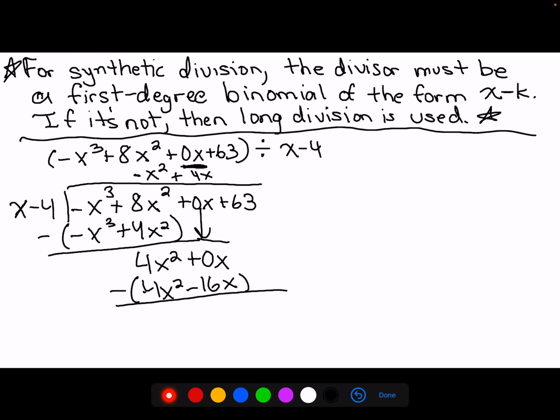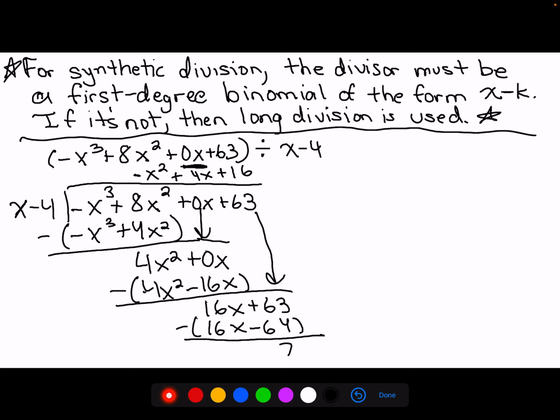Perfect. I have that 0 to subtract negative 16 from. So I end up with 16x. Bring down the plus 63. I get plus 16. So 16x minus 64. Subtract. And this one ends up giving me a remainder. So I get negative x squared plus 4x plus 16 with a remainder of 127.